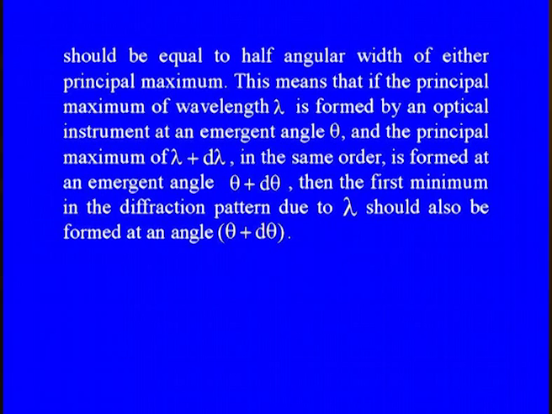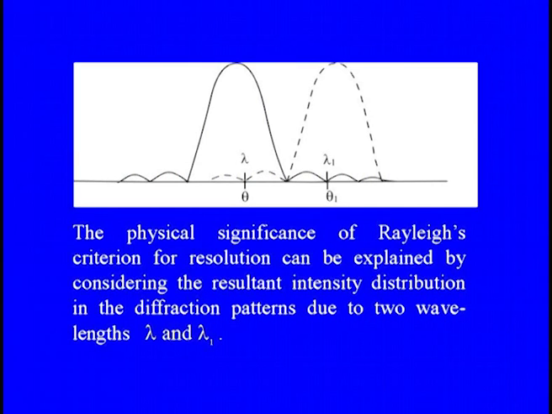This means that if the principal maximum of wavelength lambda is formed by an optical instrument at an emergent angle theta, and the principal maximum of lambda plus d lambda in the same order is formed at an emergent angle theta plus d theta, then the first minimum in the diffraction pattern due to lambda should also be formed at an angle theta plus d theta.